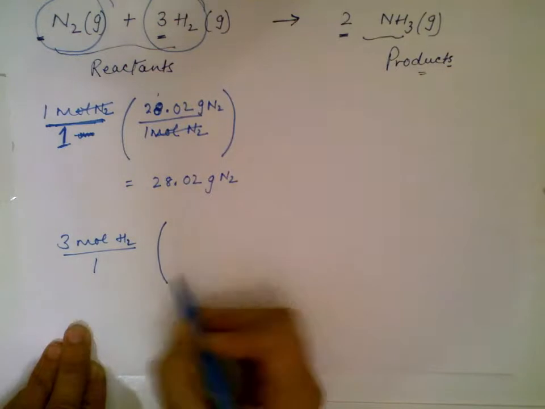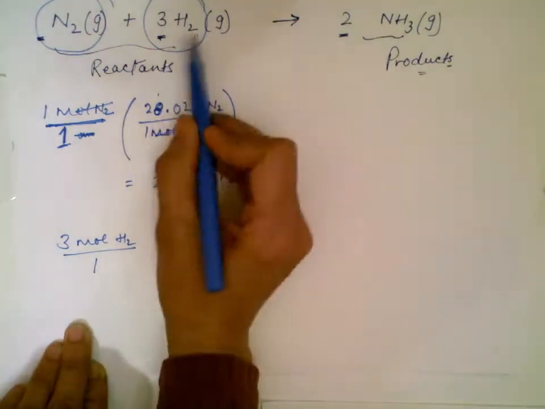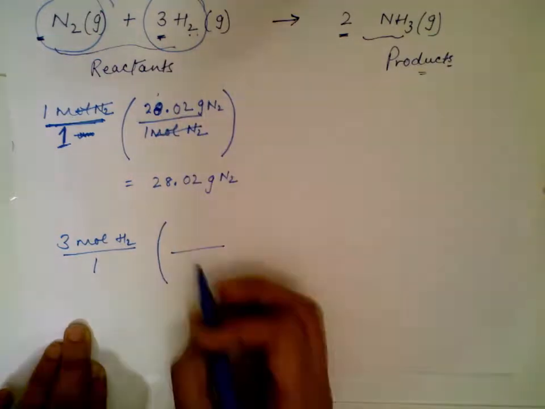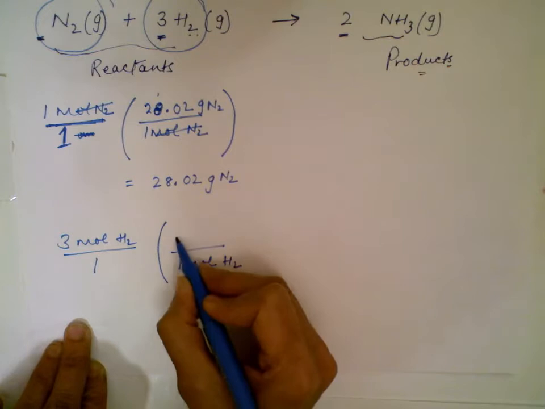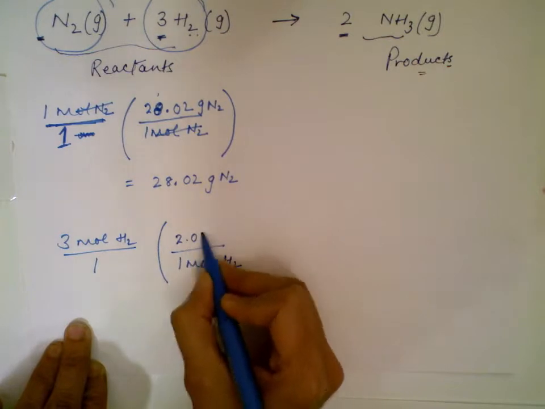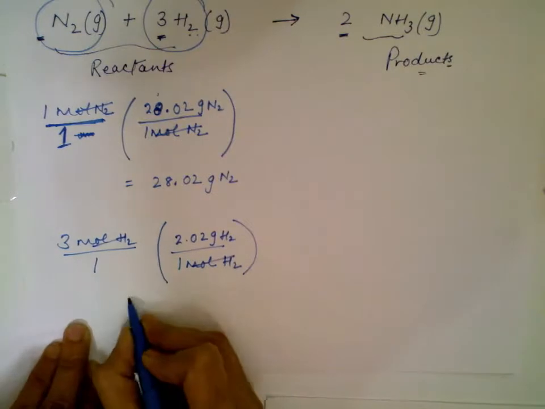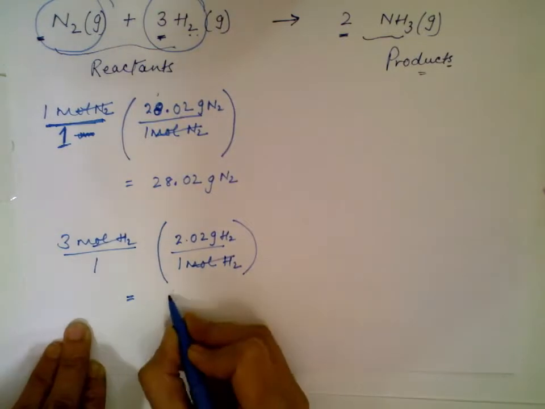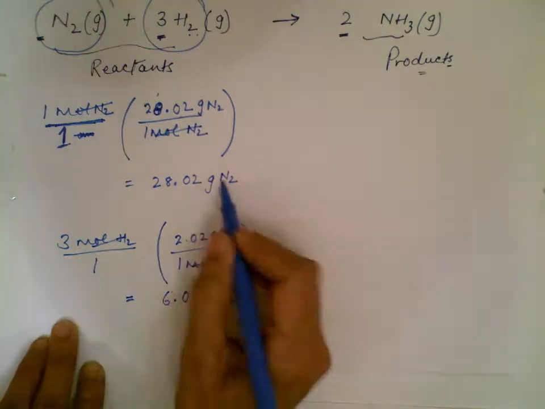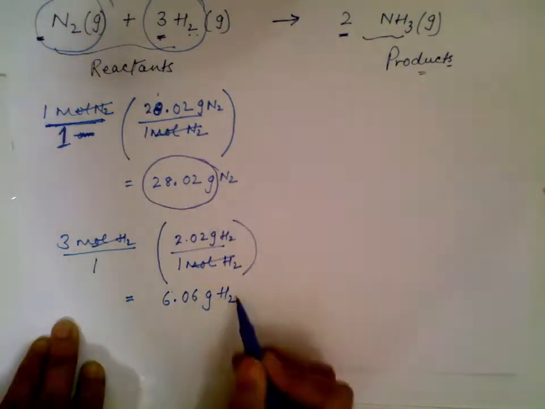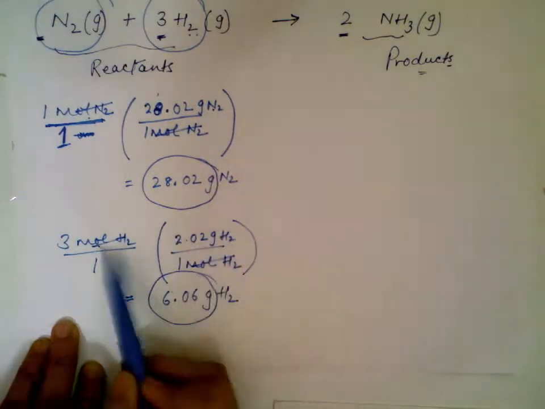And now I'm going to pick the fraction where I should have the moles at the bottom. So 3 moles of hydrogen we have to find. This relationship we already know from the periodic table, that 1 mole of hydrogen molecule weighs 2.02 grams. So cancel, cancel, and you're going to get 6.06 grams of hydrogen. Okay. So this is the mass of one reactant. This is the mass of another reactant. So you have converted moles to mass, moles to mass.